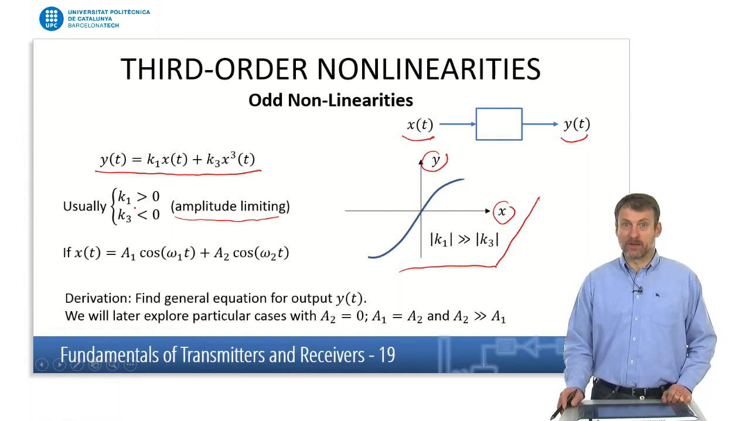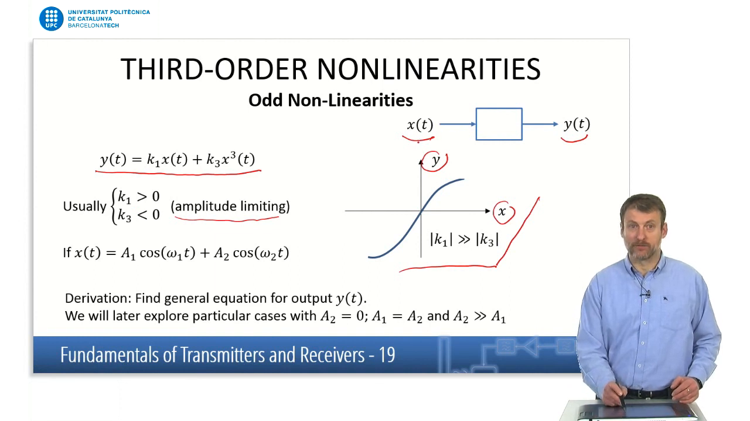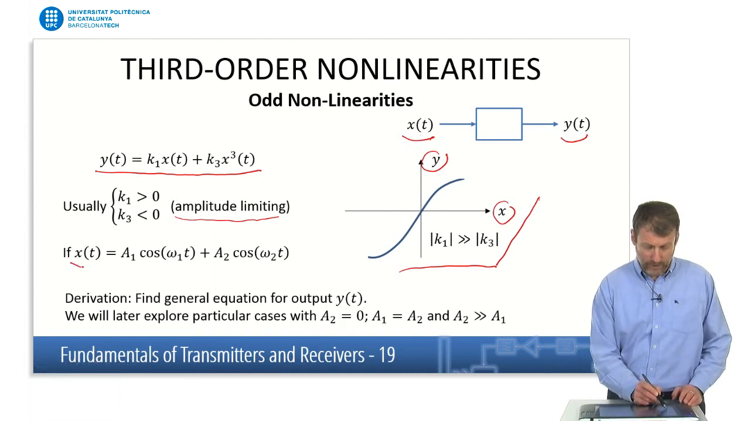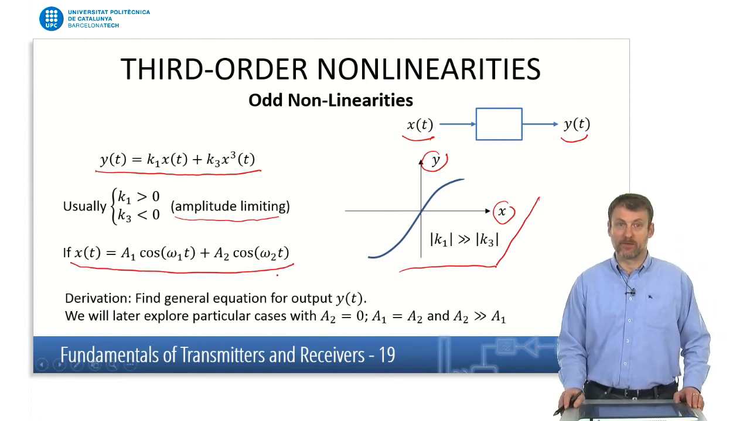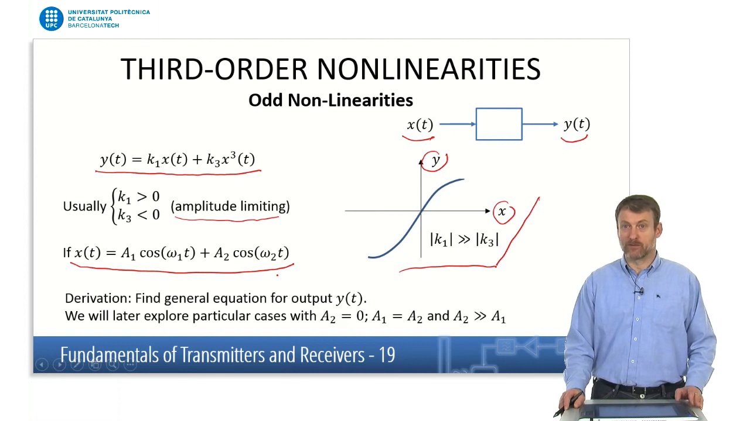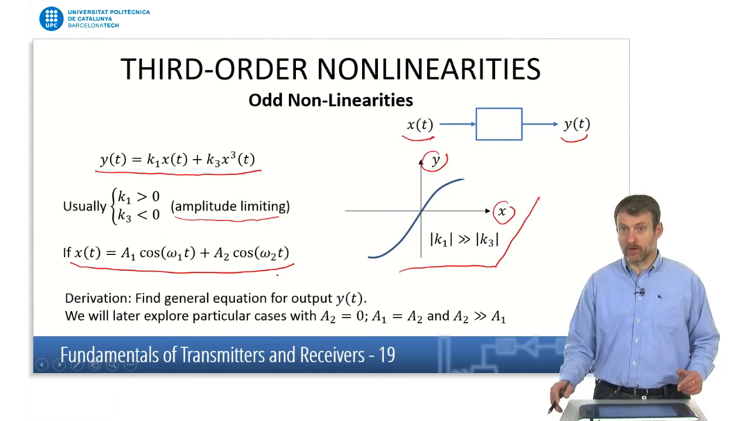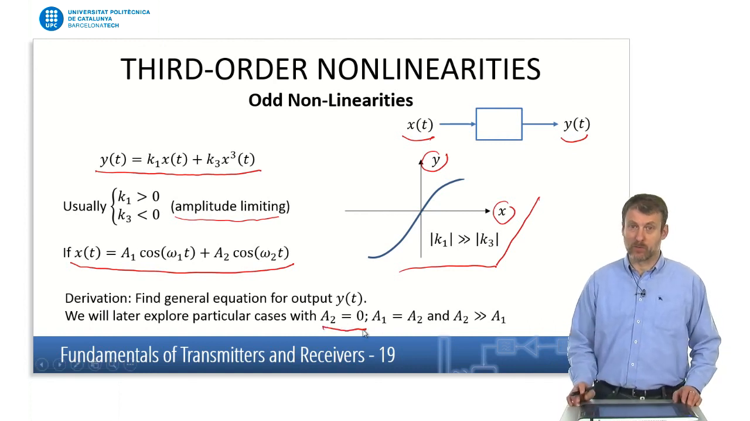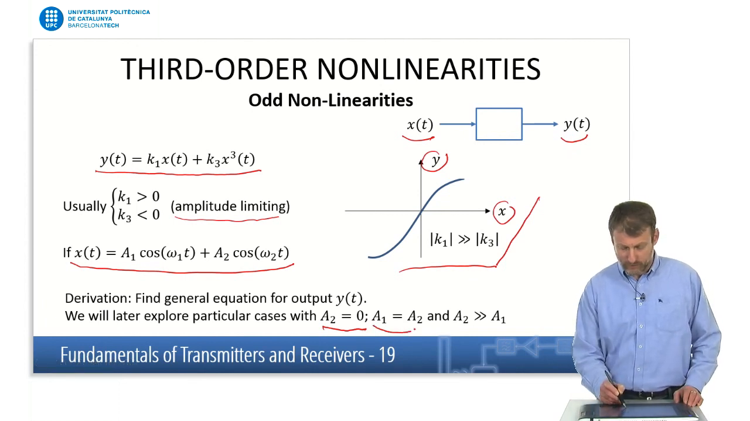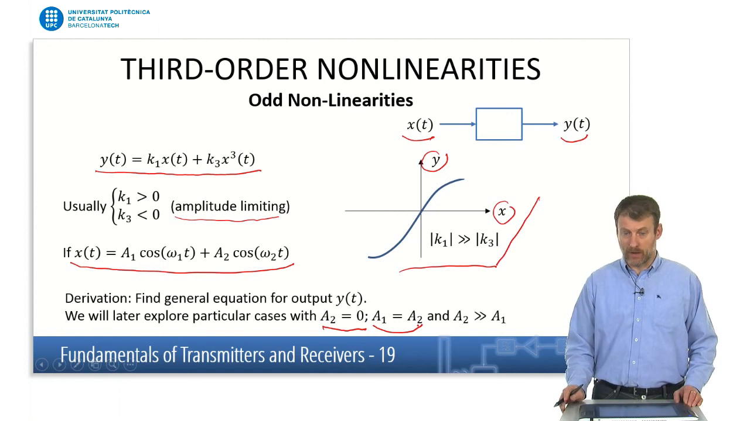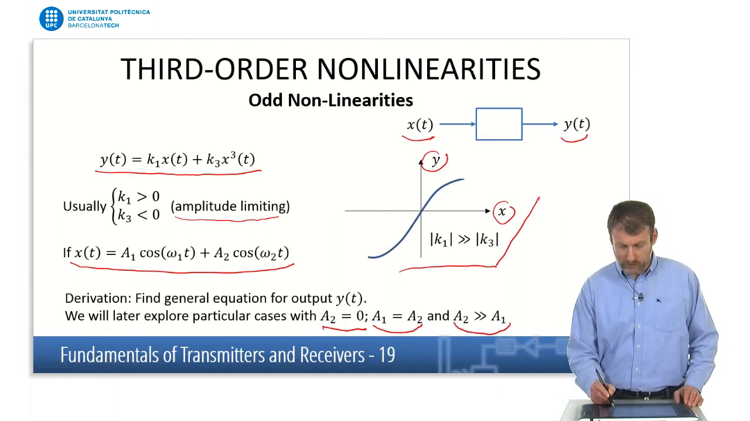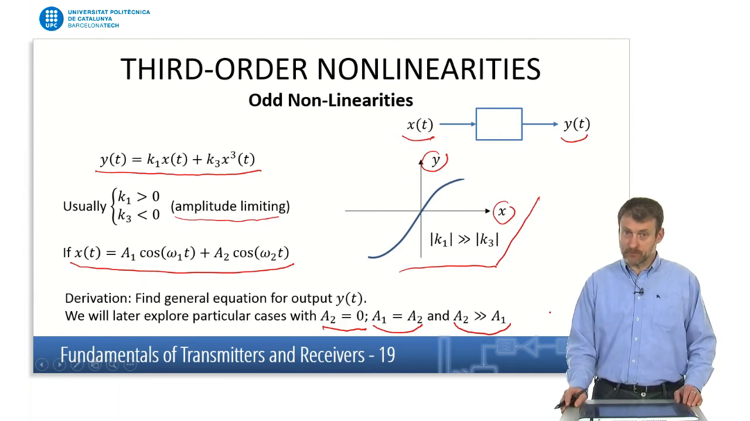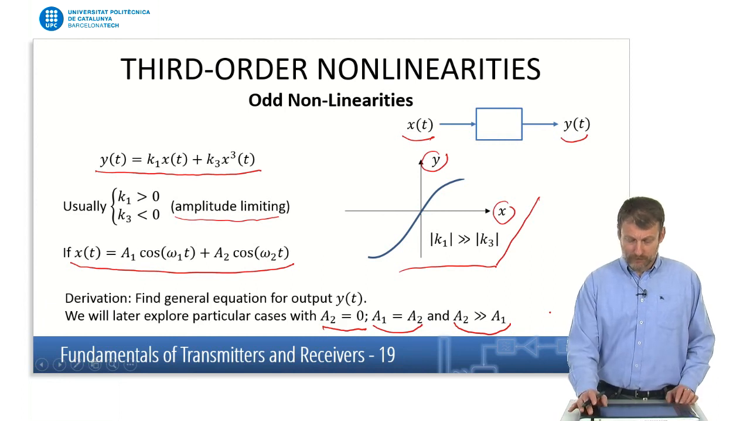What I will do in this section is to derive a general expression of the output y(t) with respect to the input x(t) for the particular case when x(t) is this. x(t) consists of the sum of two different tones, and we will analyze later on in the following sections of this lecture several cases: the cases in which we will only have one tone, the cases in which we'll have two simultaneous tones of equal amplitude, or two simultaneous tones in which one of them is much more powerful than the other. So let's see.